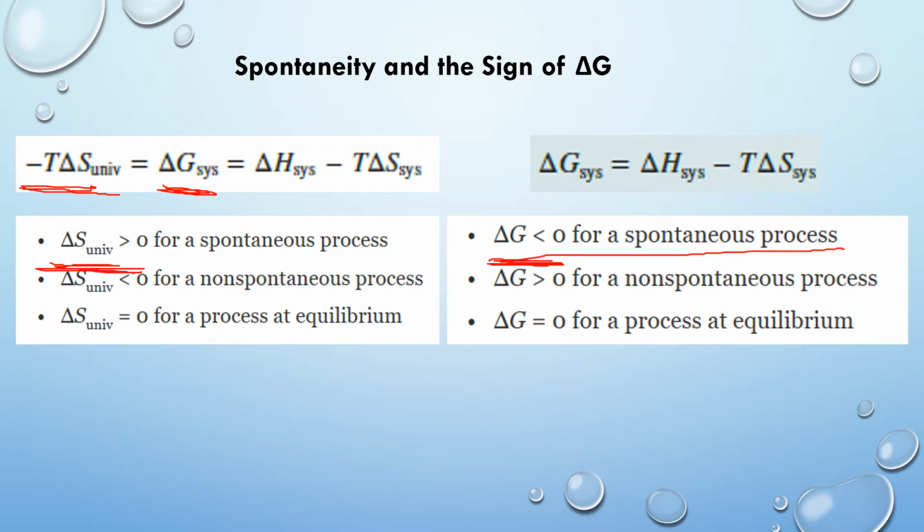On the other hand, for a delta S universe less than 0, that means the delta G will be greater than 0. So that will be for a non-spontaneous process. And then for an equilibrium process, the delta S is equal to 0, so is delta G. So the trend will be the opposite. Again, for a process to be spontaneous, we want the delta S universe greater than 0, but delta G less than 0.